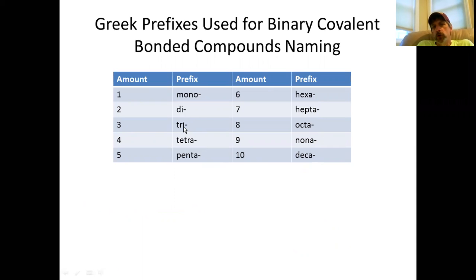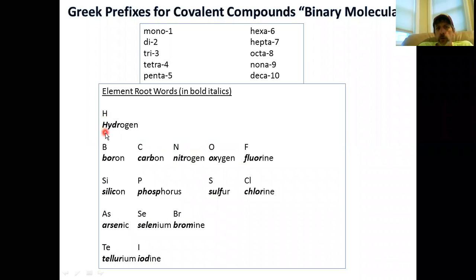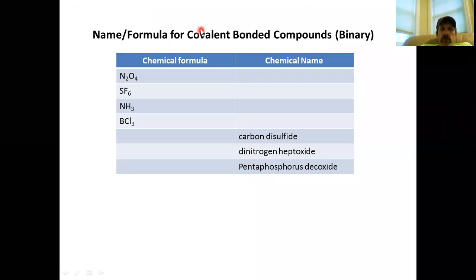For example, tri means 3. Anybody ever played the video game called Tetris? There's 4 little blocks that fit together and make one large piece. You're supposed to fit them together at the bottom of the screen. Tetra means 4, penta means 5, so on and so forth. So refer back to the prefix quantity chart here. Refer to your root word chart. Hydrogen, hydr; boron, bor; carb; nitr; ox; fluor. Let's put it to use.